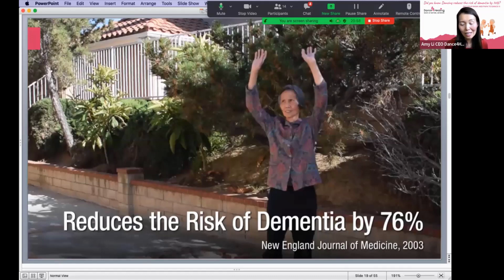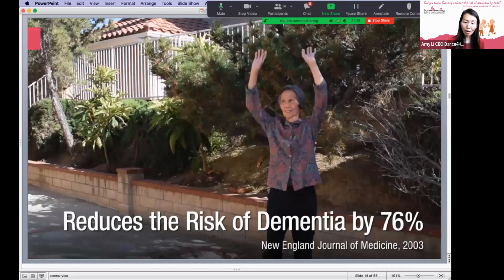This is a 21-year study published in the New England Journal of Medicine, and they tracked all kinds of activity: biking, running, golf, tennis, swimming, dancing, of course. And then they tracked daily activities like reading and writing, solving puzzles. And it turns out dancing is the only physical activity that shows the result of reducing the risk of dementia.